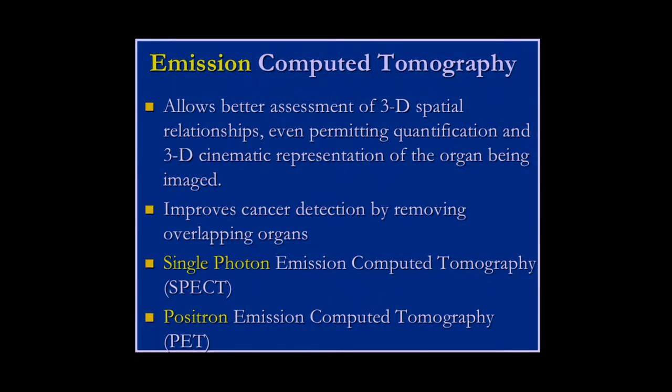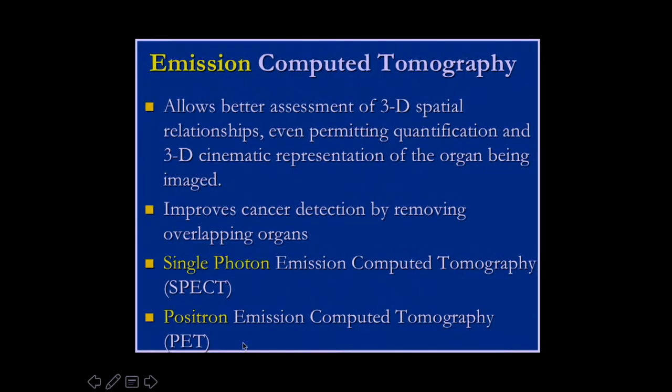Now I've got to talk about emission. So I'm imaging what's emitted from your body. So you've got two types. You've got the atoms that emit one photon, or you've got atoms that emit a positron. We'll talk about that in a second.